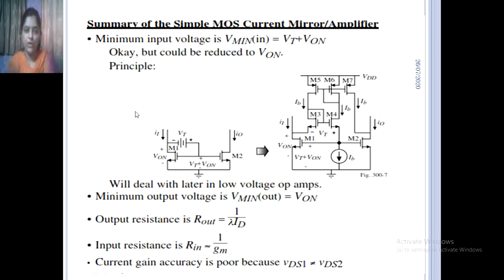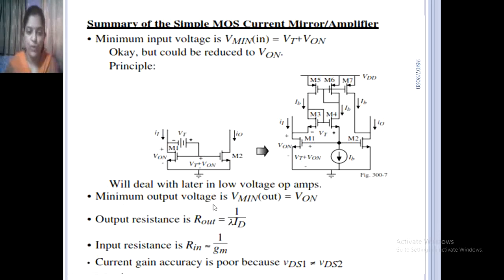The minimum input voltage is V min equal to Vt plus V on, but it could be reduced to V on. This is the current mirror circuit. M1 and M2, the gate circuitry of this is biased here, so that the V minimum on the input side is Vt plus V on. We will deal with that later in low voltage op amps.